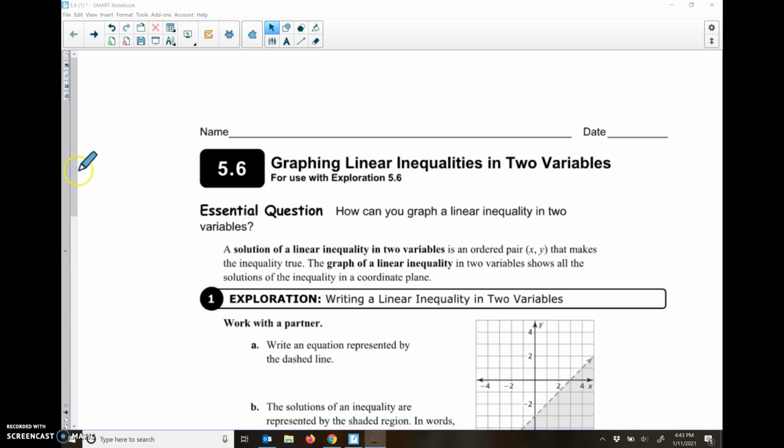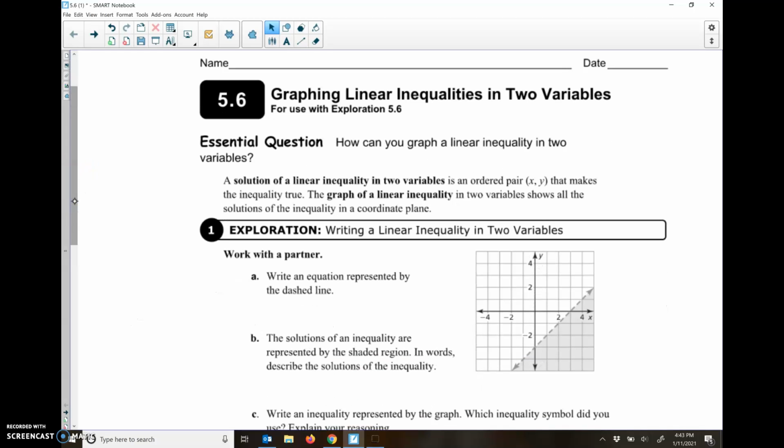So two variables, what they mean is just our x and our y like we're used to graphing. So it kind of starts off here with exploration 1. It says write an equation for the line. So remember our equations always start off with y equals, and then we're going to be looking for the y-intercept, which I can see right there is -3, and then our slope. So it looks like it's going up 1, right 1, up 1, right 1, up 1, right 1. So that's just x or 1x.